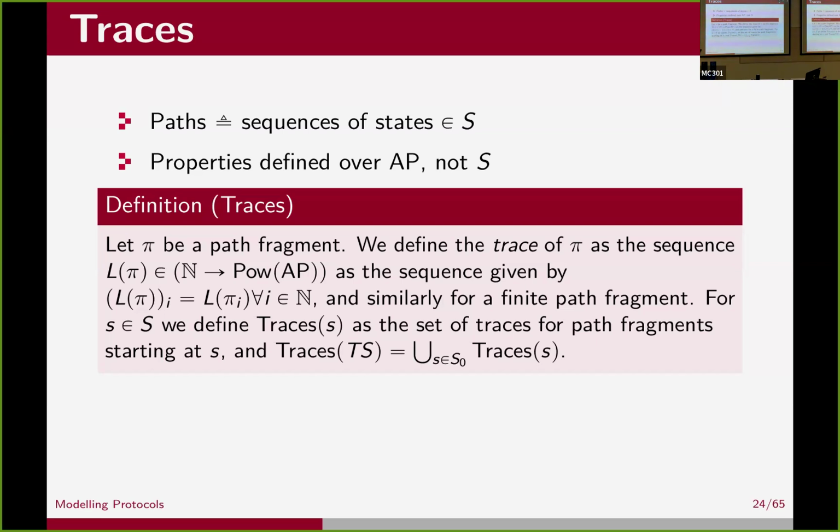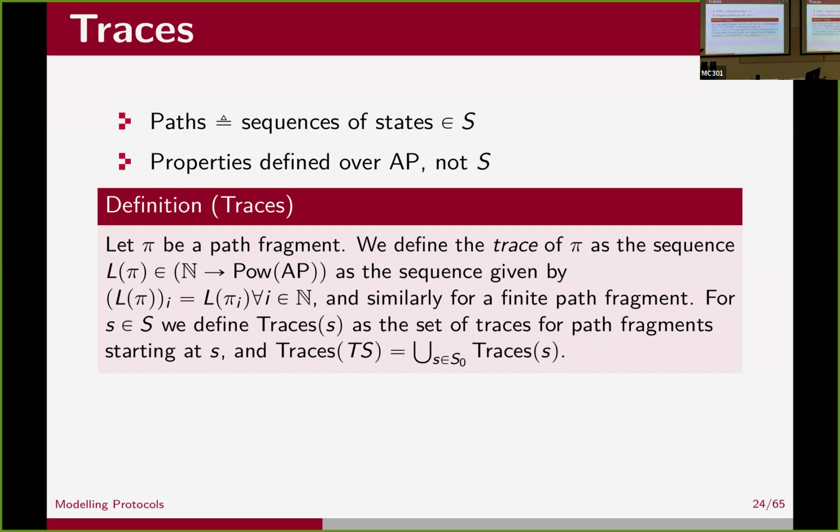So if we have a path fragment pi, remember, that's just a finite or infinite sequence over states, then we can define the trace of this path fragment pi as a sequence L of pi. This is the name I'm giving it. I'm not going to be so consistent with it, but here I'm still trying to use the more computer science notation of an arrow, because sometimes it is more intuitive. So functions from the naturals to the power set of atomic propositions. So basically sequences of atomic propositions, you can think of this. And this is going to be a sequence given by the obvious thing. The ith element of L of pi, so this trace of pi, is basically the label of the ith element of the path fragment pi.